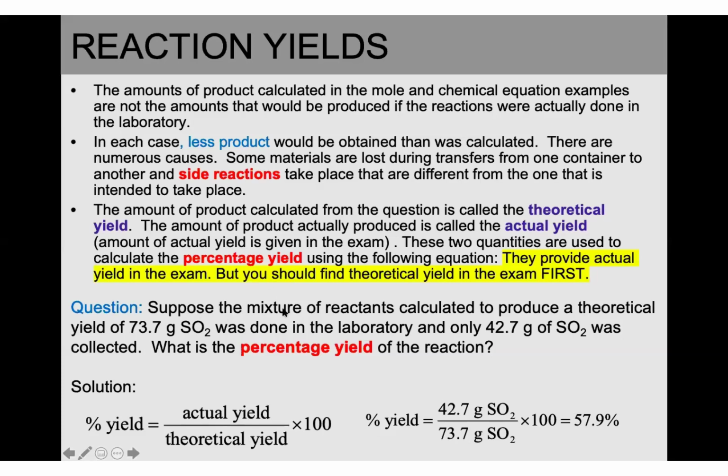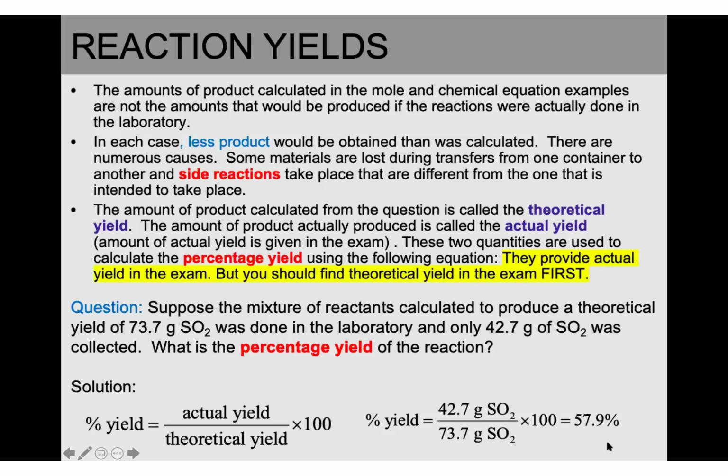So for example, suppose the mixture of reactants was calculated and the theoretical yield is this one. So they made it easy for us. They already gave us the theoretical yield of SO2 and the actual yield in the laboratory is 42.7. Okay. So how can we find the percent yield, guys? We have the actual yield, which is 42.7, and this is my theoretical yield. And then I multiply by 100, it's 57.9.